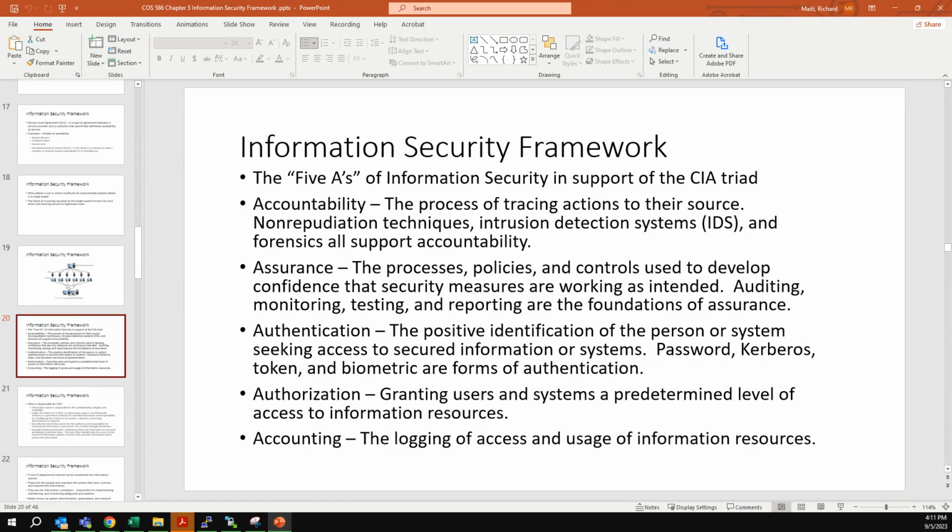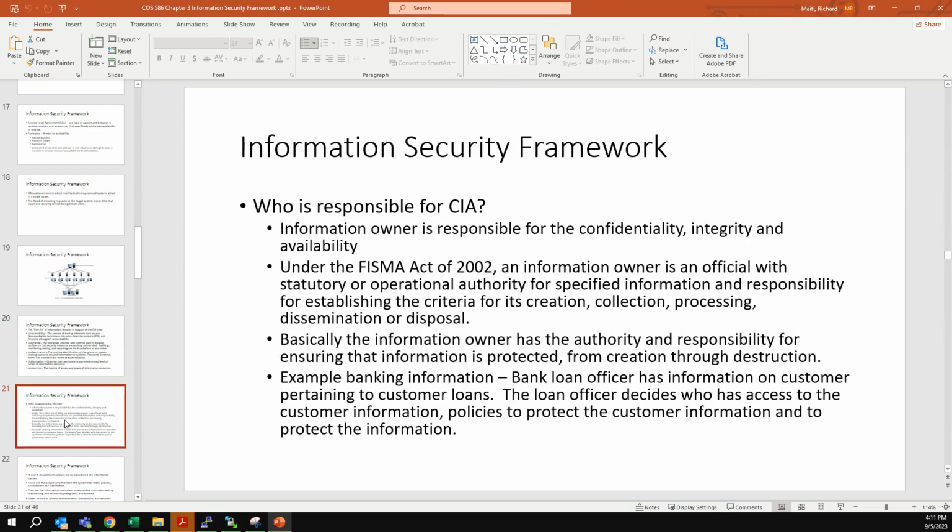So we were talking about the 5 A's of information security in support of the CIA. You've got accountability, assurance, authentication, authorization, and accounting. Accountability: tracing the source. Assurance: making sure the processes, policies, and controls are used to develop confidence that security measures are working as intended. Authentication: positive identification of the person. Authorization: granting users and systems a predetermined level of access. Accounting: the logging of access and uses of information.